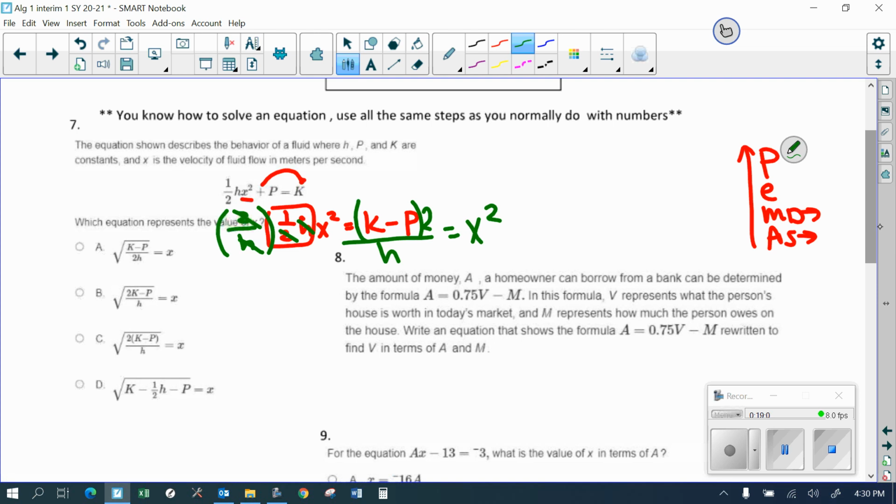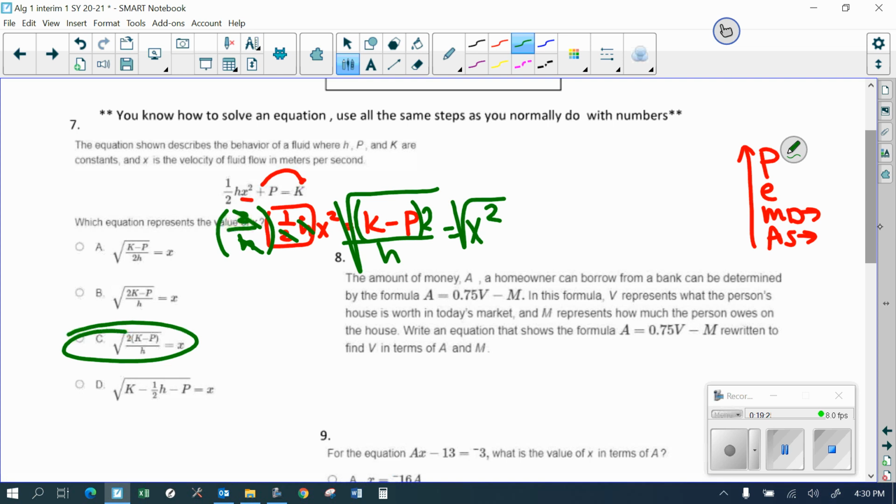How do I go from x squared down to x? I take the square root. So this is the answer right here. I'm looking for one that looks like this. Notice I have 2 times the quantity k minus p over h, square root. So it's C right there.